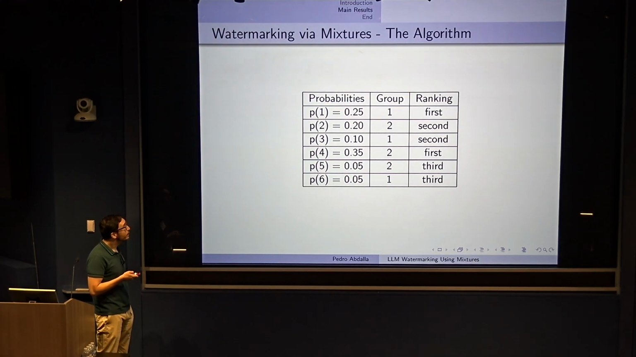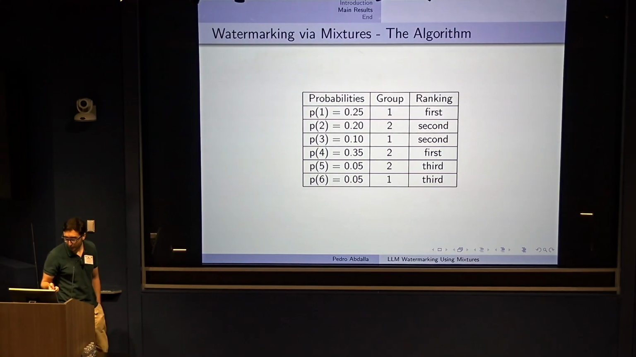We first look at group 1, and we rank from the most likely token to the least likely token. We have here 0.25, is group 1. You have here 0.10, is group 1. And you have here 0.05, group 1. So you rank this as first, you rank this second, and you rank this as third. You are ranking just among group 1. So you save this rank, and you do the same thing for group 2. The most likely token in group 2 is 0.35. So we do this ranking.